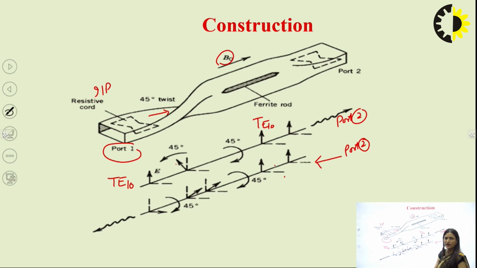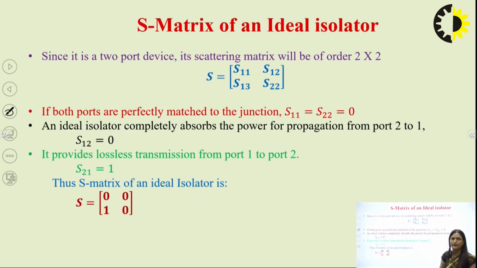If it is in the same direction, these two angles will be added up, and here the waveform will become parallel to your resistive card, and this resistive card will completely absorb the waveform. So you will not get anything at port number 1 in the reverse direction.